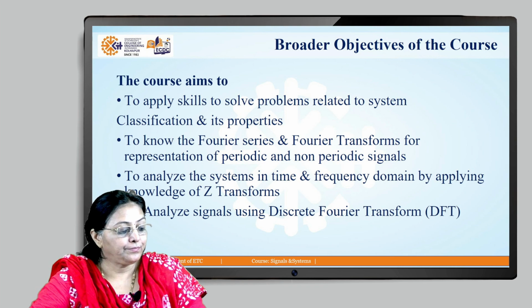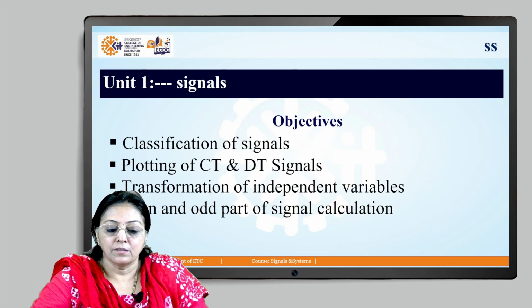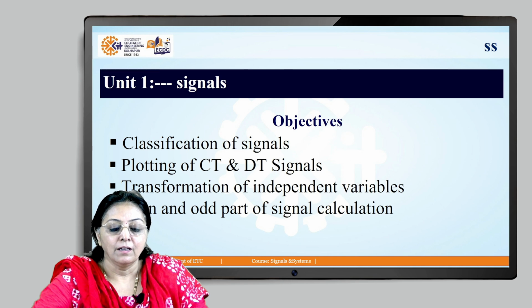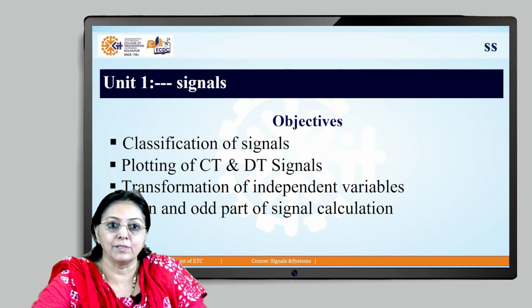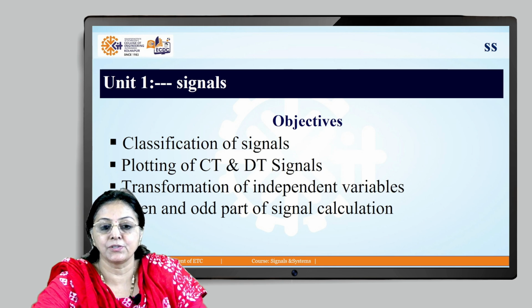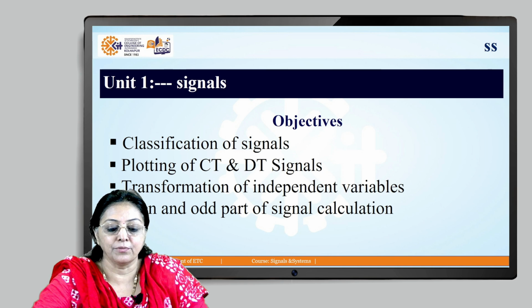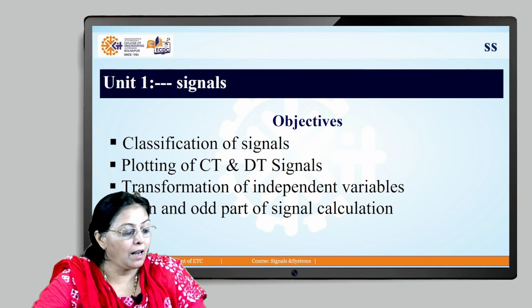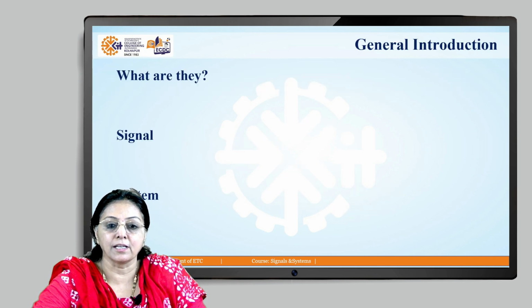Then next, what are the objectives of Unit 1 that we are going to consider in the Signals and System course? The first objective is the classification of signals. Then the second one, plotting of continuous time as well as discrete time signals. Then transformation of independent variables. There are different transformations, and with the transformation, plotting of a signal is carried out. Then calculation of even and odd part of a signal. That is the last objective related only to the signals.